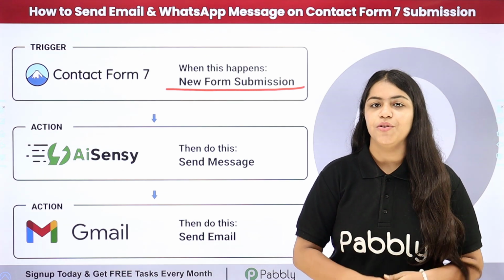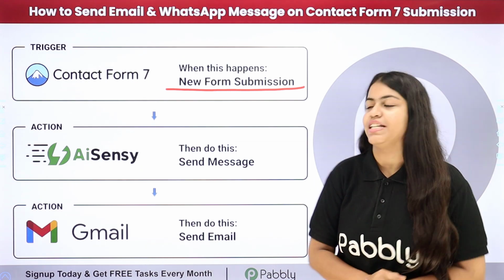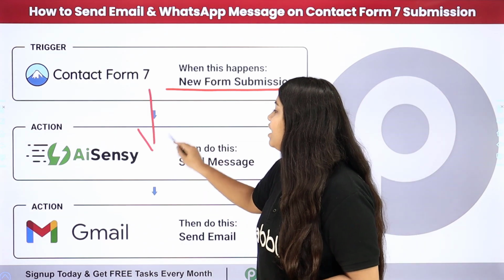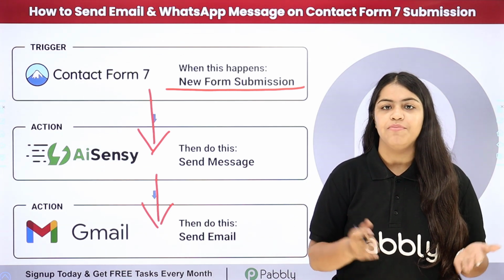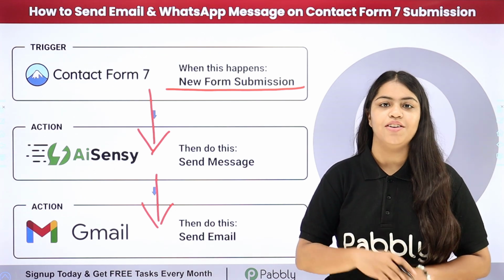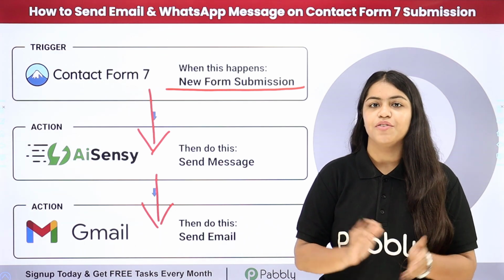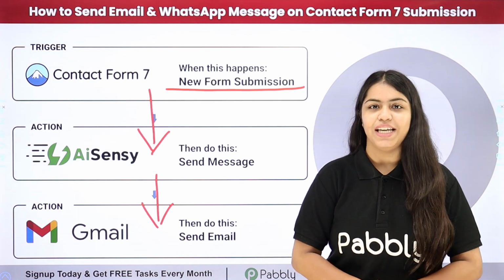So over here I'm going to use AI Sensei to send the WhatsApp messages. So to do this, we are going to create a connection between Contact Form 7, AI Sensei and Gmail. To create this connection without knowing any programming or coding language, we are going to use Pabbly Connect. It is an amazing automation software. So do you also wish to learn this process step by step? Then let me take you to my computer screen.